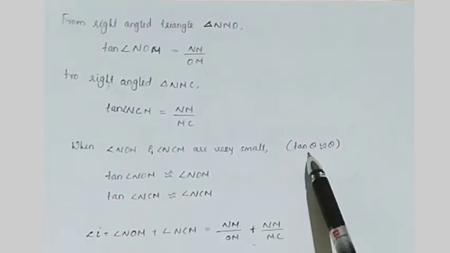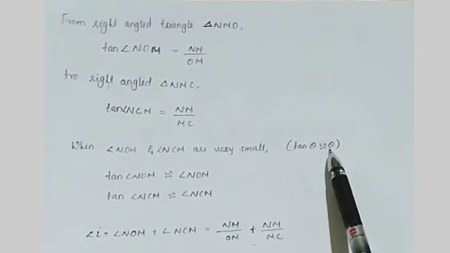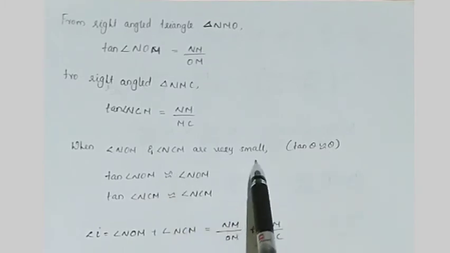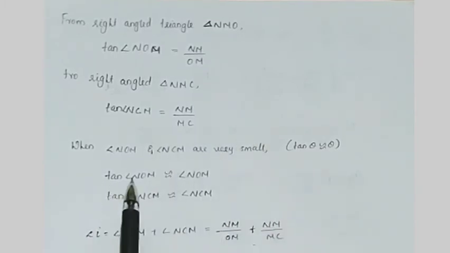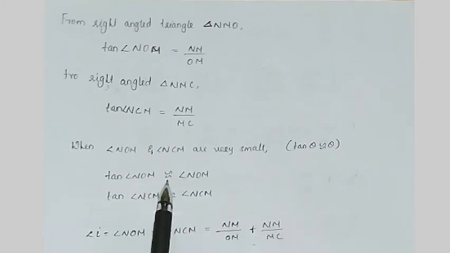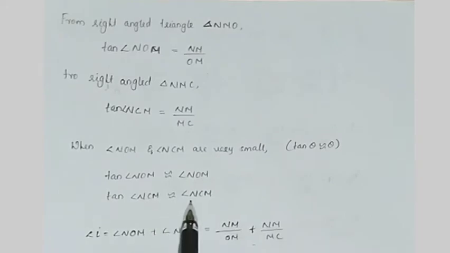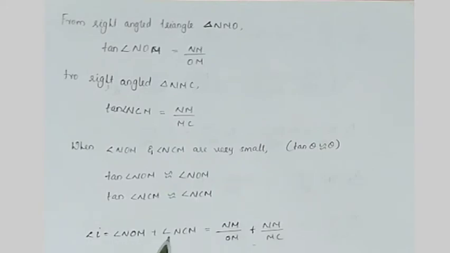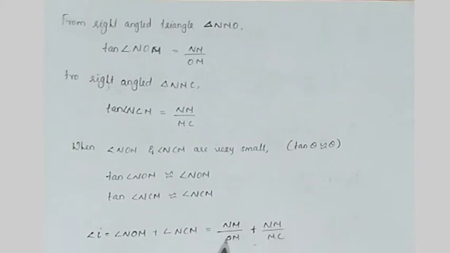That is, tan theta can be approximated to theta for smaller angles. Therefore, tan of angle NOM can be approximated to angle NOM itself, and tan of angle NCM can be approximated to angle NCM itself. Thus, the incident angle, angle I, which was the sum of angle NOM plus angle NCM, can now be written as NM by OM plus NM by MC.